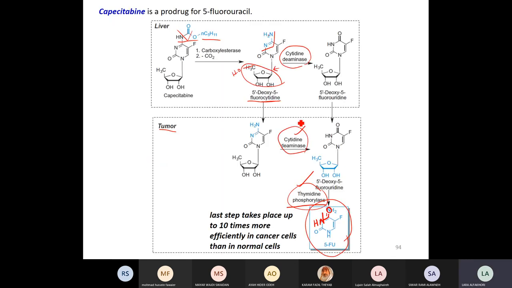Those bonds are weaker, so there may be a greater chance. For example, if you replaced the fluorine with something that is bigger, like bromine, which size-wise is larger than fluorine, maybe the substrate or this drug may not fit in the active site to begin with. Fluorine size-wise is similar to hydrogen.